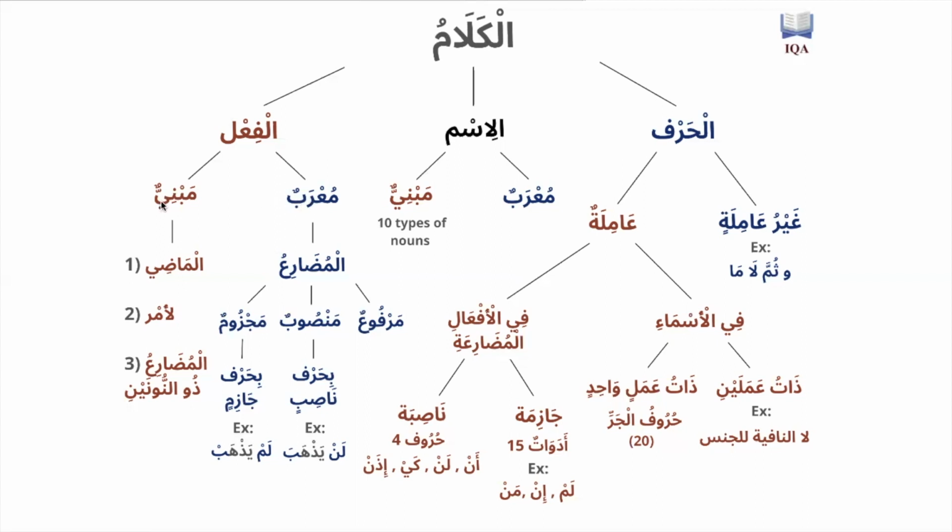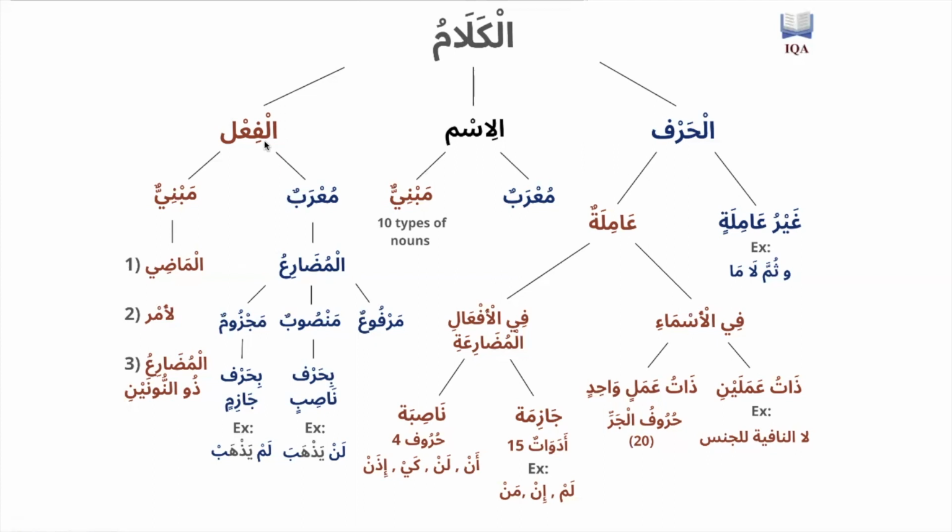If the verb is mabni, it has to be a past tense verb or a fi'l al-amr or the fi'l al-mudari' that has one of the two noons. And if that's the case, khalas, you did your job, you don't have anything to say anymore. So you'll say fi'l al-madi, mabni. Fi'l al-amr, mabni. Fi'l al-mudari' اتصل بنون توكيد, mabni, for example.